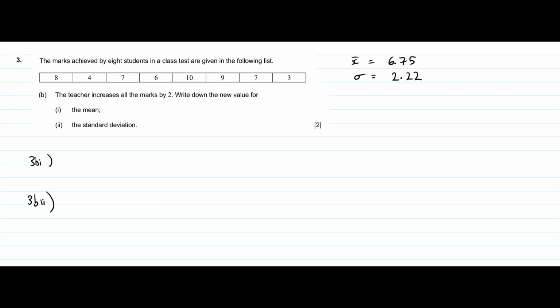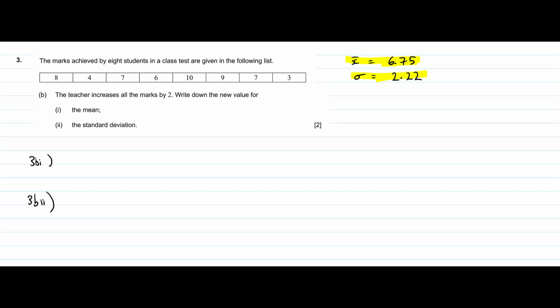Okay, question 3b. We're given the fact that the teacher increases all the marks by 2, and we want to write down the new value for the mean and standard deviation. So we found the mean for this data set is 6.75 and the standard deviation is 2.22.